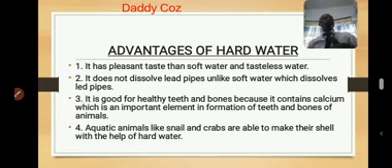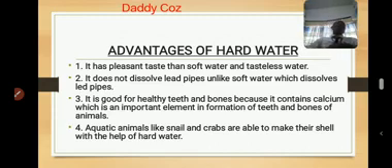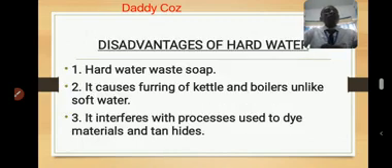Number three, hard water is good for healthy teeth and bones because of the calcium ions that it contains. So it helps the function of teeth of animals and the bones of animals. Then there are some animals that live in water that use hard water to make their shells. So that is the advantage of hard water over soft water. Don't forget, it has pleasant taste, doesn't dissolve lead pipe, is good for bones and teeth. The animals can make use of this hard water in making their shells.